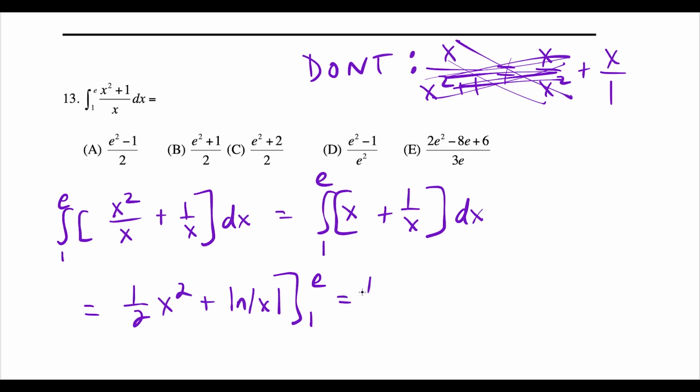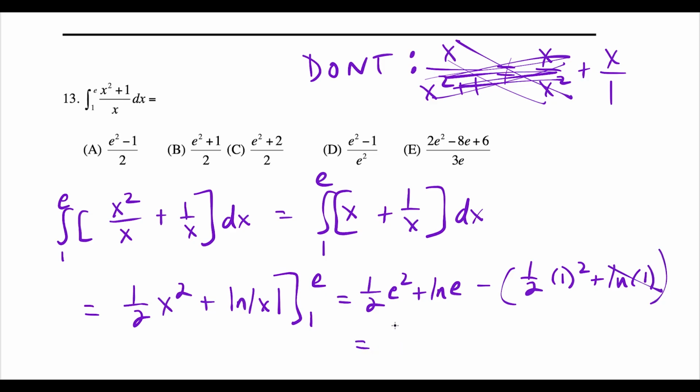So now we just plug in. This is 1/2 e squared plus natural log absolute value of e, which is 1, minus, and now we plug in 1, we have 1/2 times 1 squared plus natural log of 1, which is 0, so this piece cancels out. So now this is going to be equal to 1/2 e squared plus natural log of e, which is 1, and then we have minus 1/2.